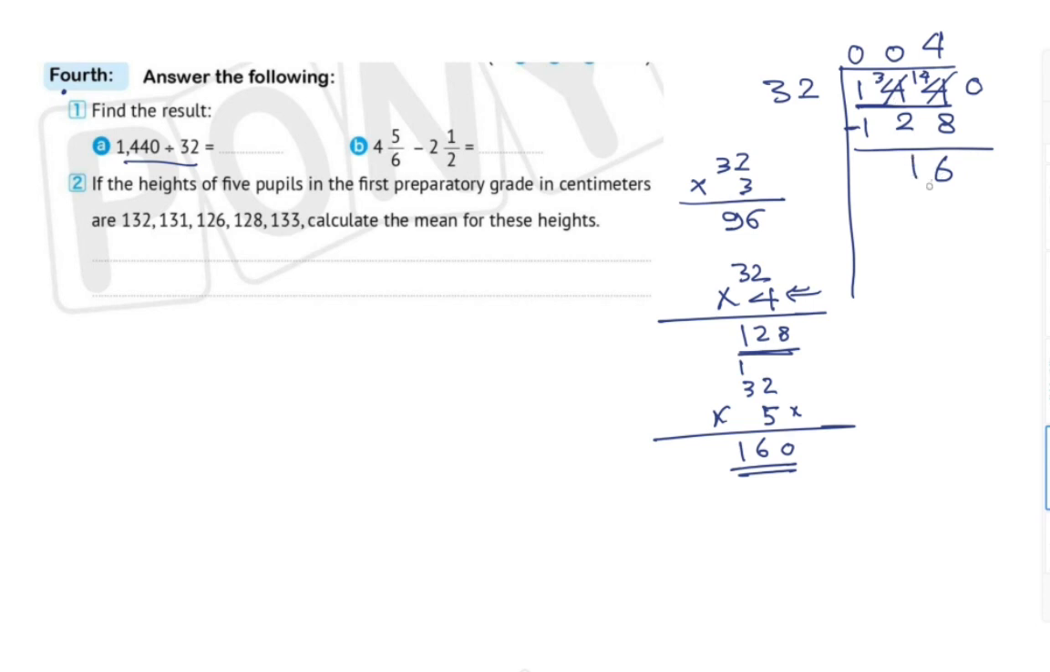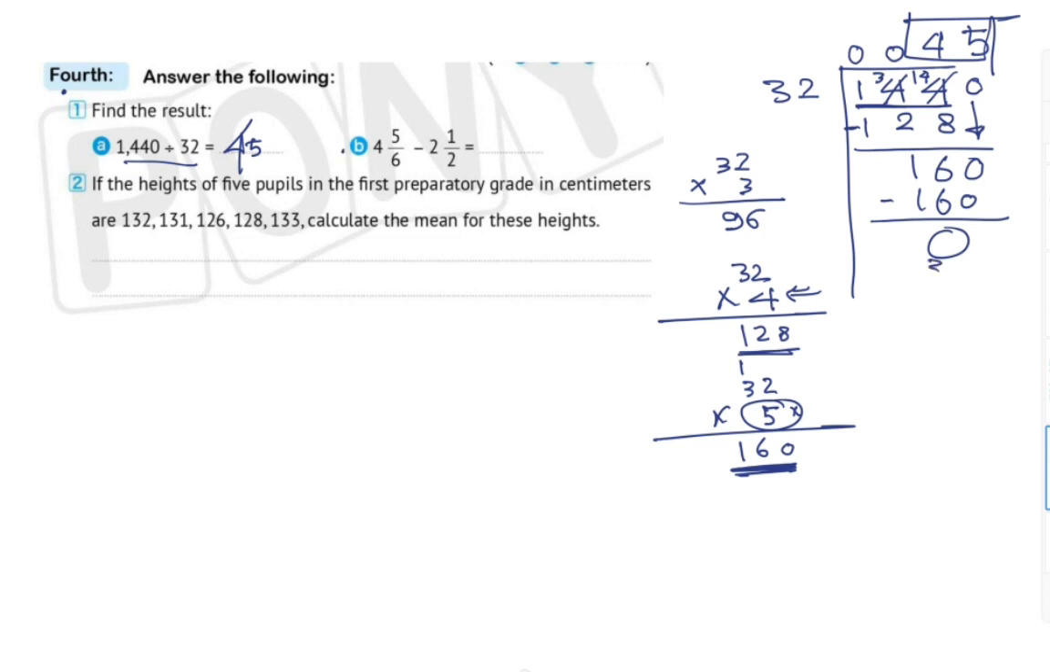Now what? You have 16 divided by 32. You cannot divide 16 by 32 because 16 is less than 32. I need to drop down this 0. Now you have 160. Of course, use 5 times 32, which is 160 again. If you subtract, there is no remainder, 0. So the quotient will be 45. There is no remainder.